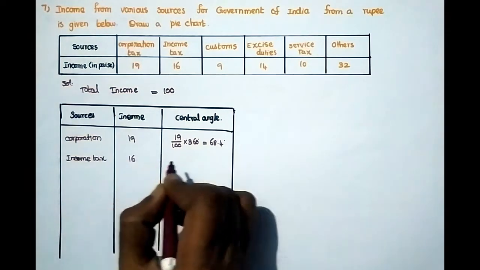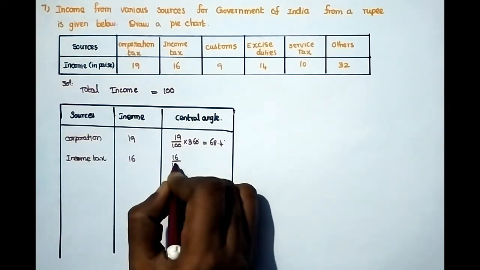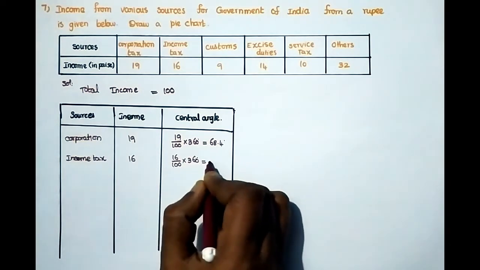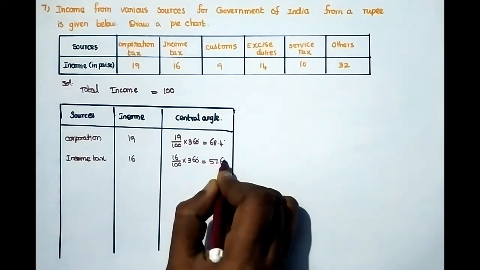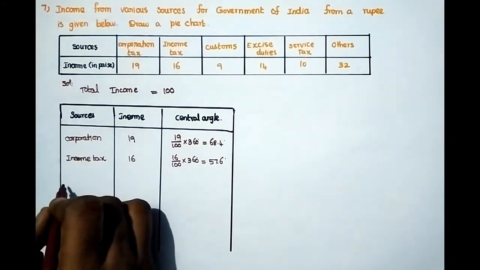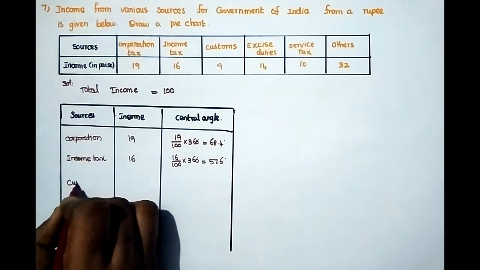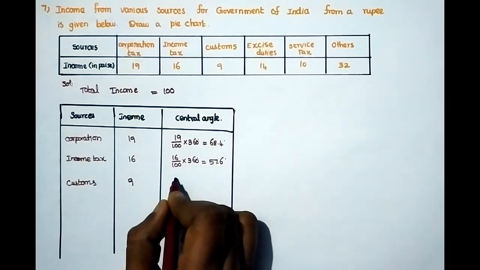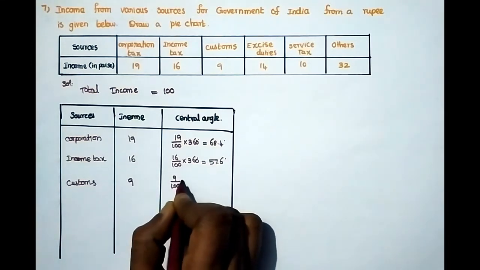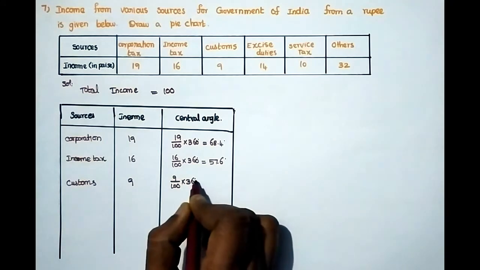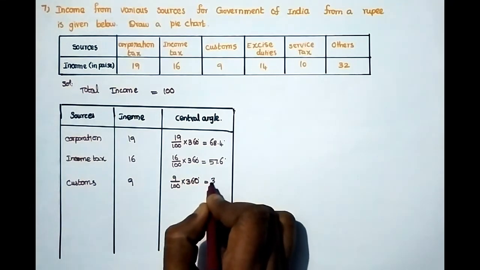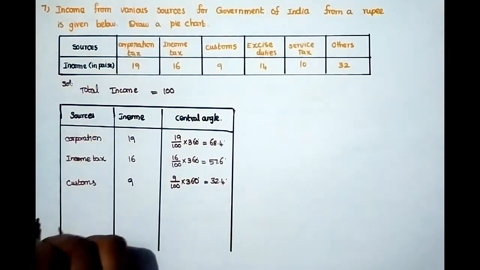That is 16. So 16 divided by 100 into 360 means we get 57.6 degree. Next one, customs, that is 9. 9 by 100 into 360, that is equal to 32.4 degree.